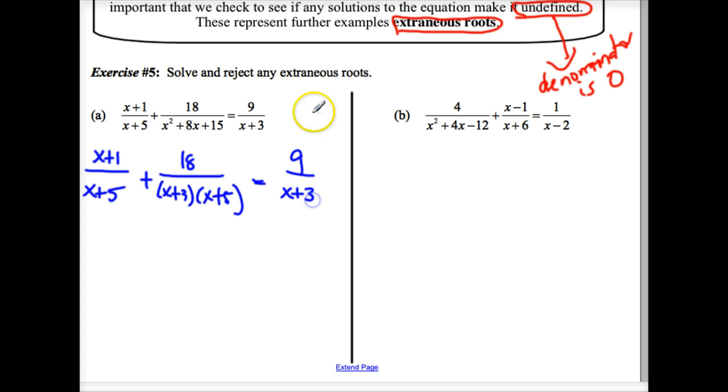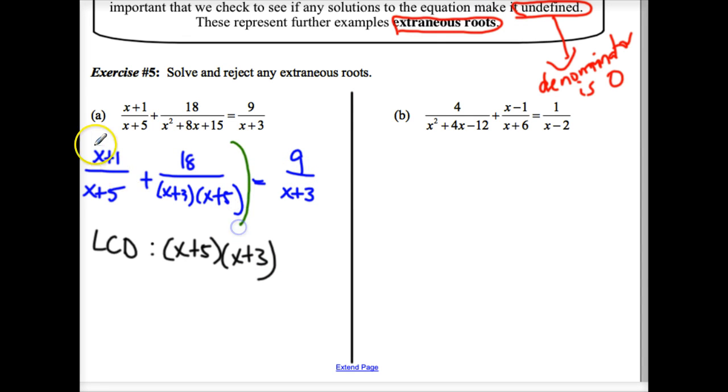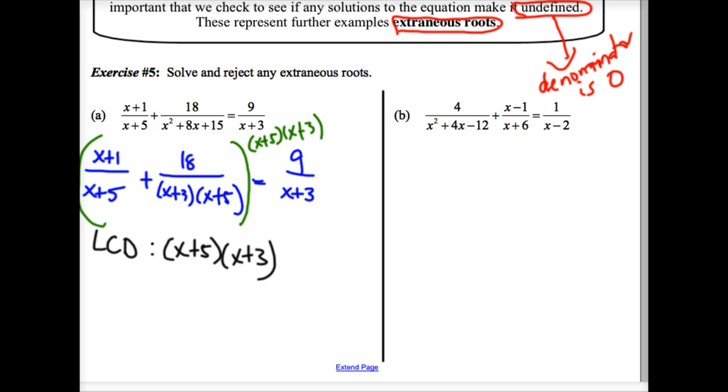9x plus 3. So looking at this, I can clearly tell my LCD would have to be x plus 5 and x plus 3. This is one of those that has those crazy things. So what I'm going to do, I want to multiply all of this by x plus 5 and x plus 3, and let's move this over. Same goes for this. I want to multiply all of this by x plus 5 and x plus 3.